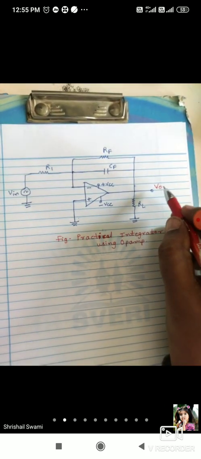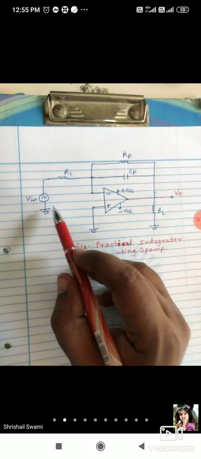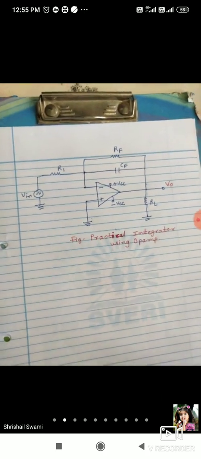If you are using this one, the output voltage is 0 volt if you are providing the input 0. In that case the error voltage will be minimum. 0 is ideal, but it should be the minimum one in the absence of input voltage Vin. So we can try to analyze this one now.